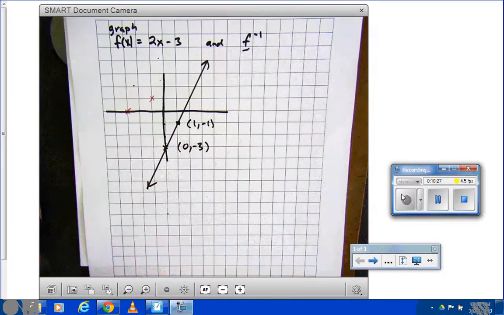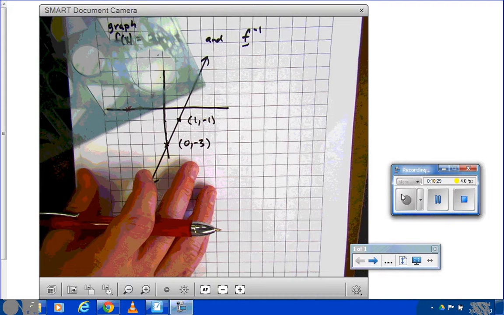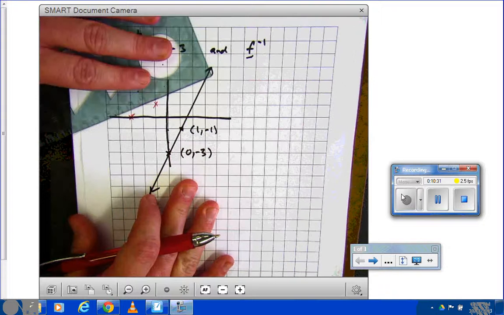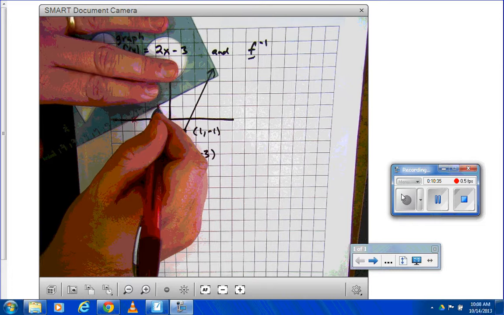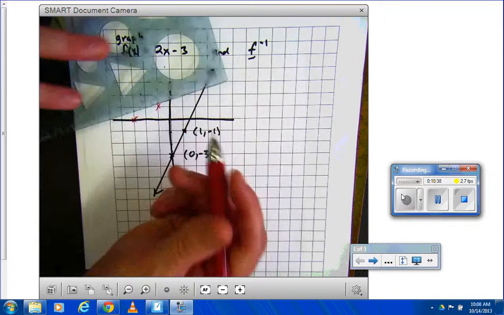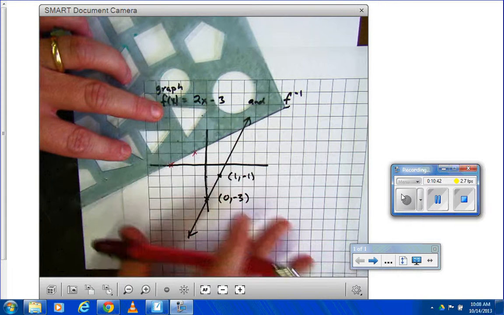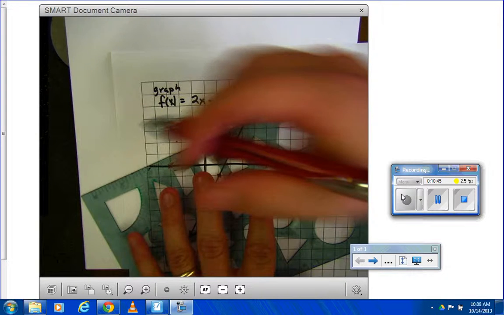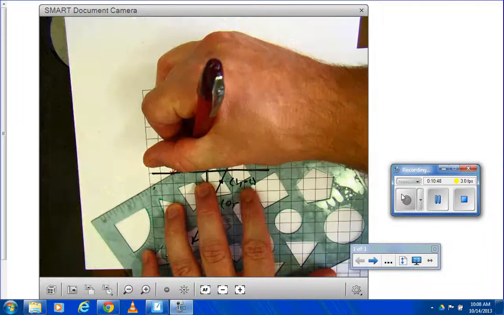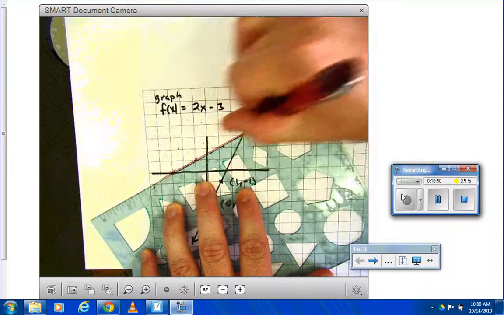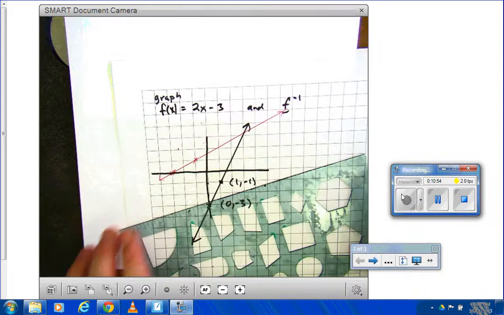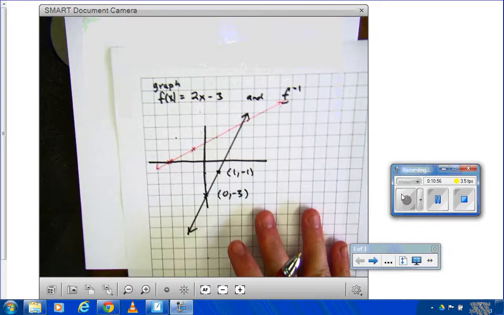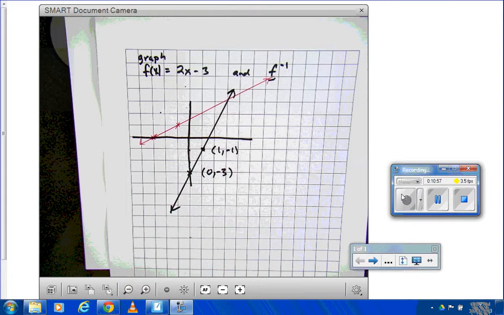Because think about it, a line's not very complicated. All you have to have is 2 points. And so I just picked 2 points, took the ordered pairs, and swapped them. And get my straight edge to work this morning. Monday is never my day. There we go. Okay. So that red line there would represent my inverse.